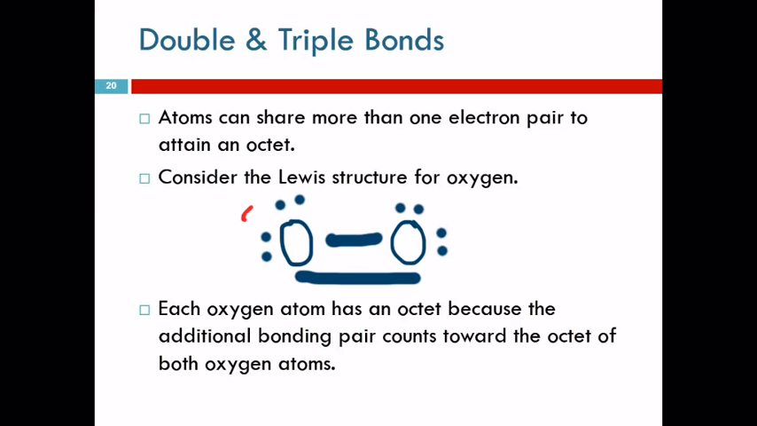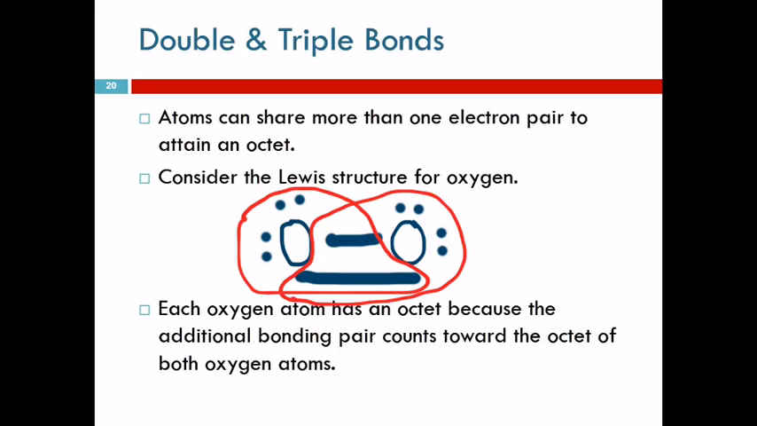But this is counting both shared electrons in each. So 2, 4, 6, 8. And the other one also counts the shared electrons. This is like a husband and a wife that have 4 children. They're sharing 4 children. So that's kind of a messy way to draw it. So we usually draw it like this.